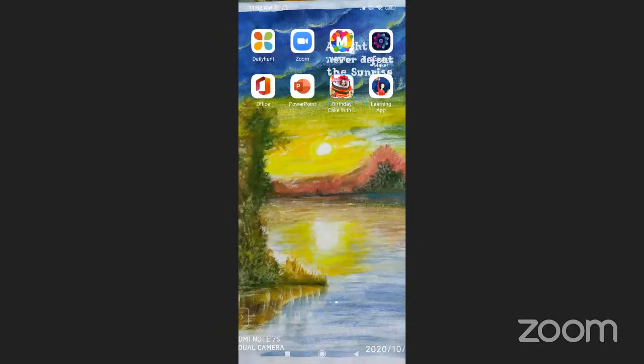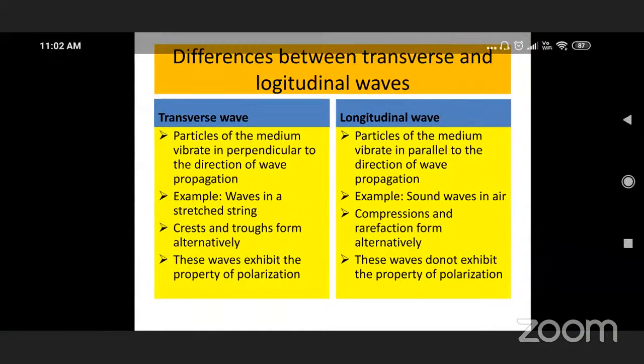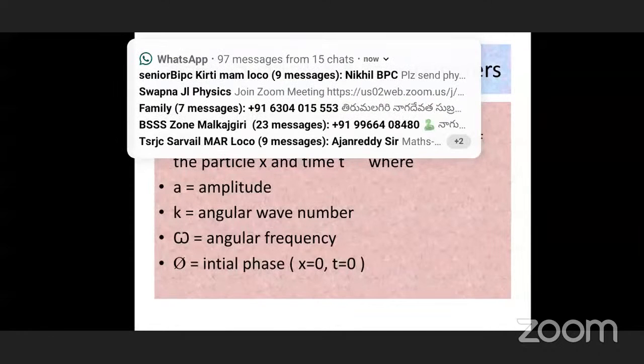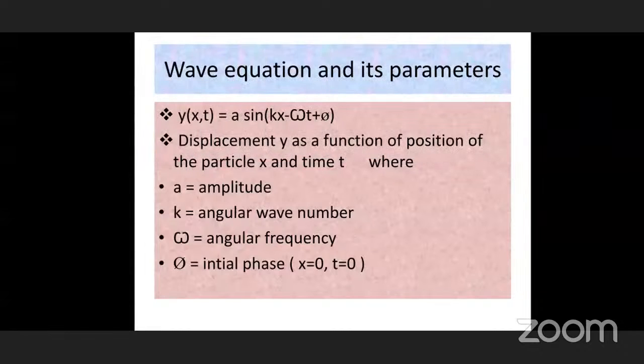Now coming to the next one, that is the wave equation. Today we are going to see the wave equation. What is a wave equation? The displacement of a wave is represented by y as a function of position x and time t. While considering a transverse wave, you can easily understand this. So the wave equation is represented as y(x,t) = A sin(kx - ωt + φ).